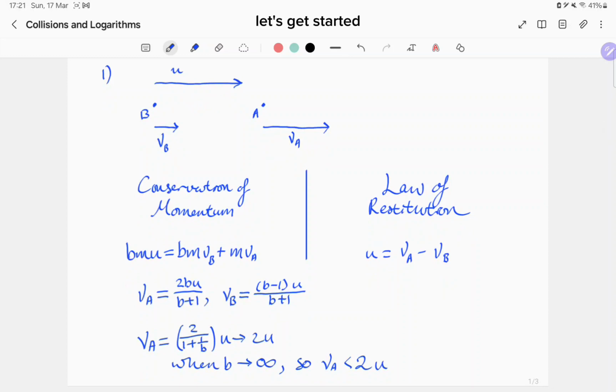Let's get started. In the diagram, B starts moving at speed u. After the collision, B moves at speed vb, and A moves at speed va. By the law of conservation of momentum, bmu equals bmvb plus mva. And by the law of restitution, u equals va minus vb.